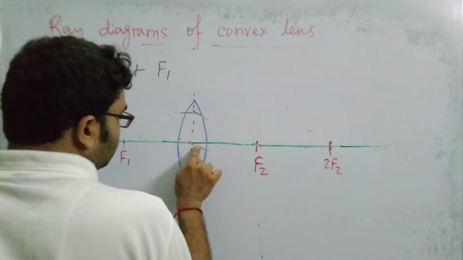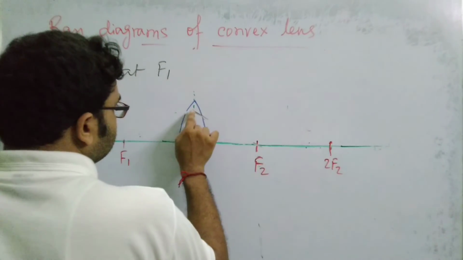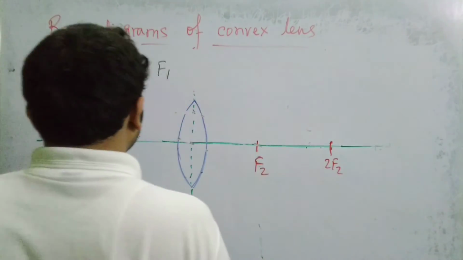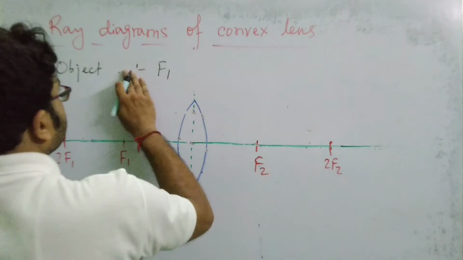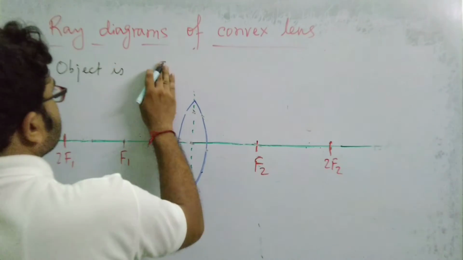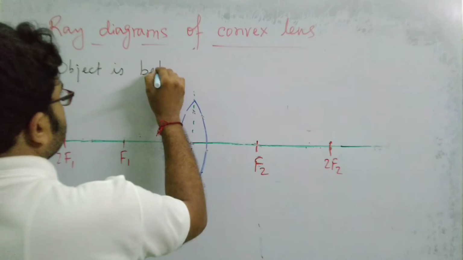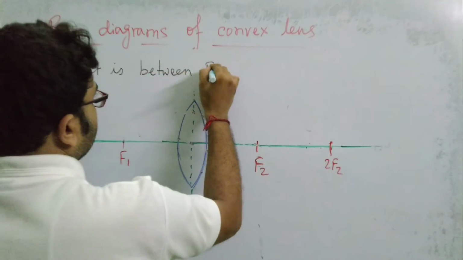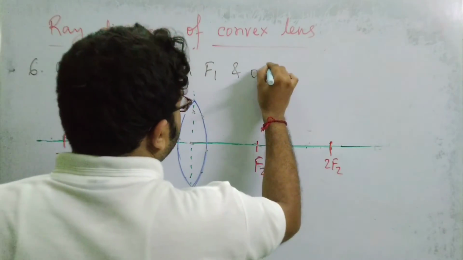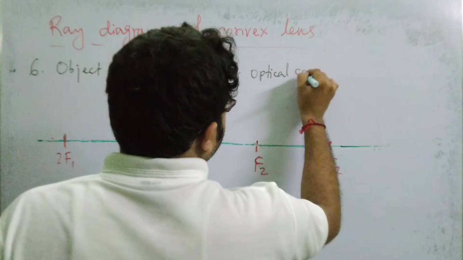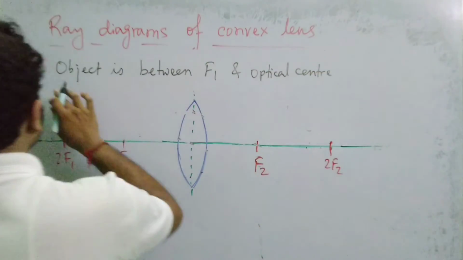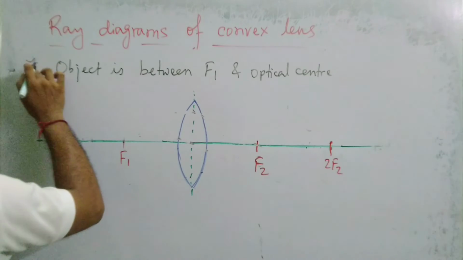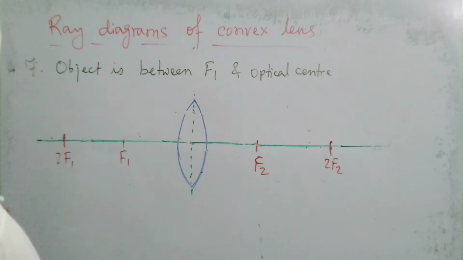So what happens here is, okay, so the object is between f1 and optical center. Okay, optical center. So this is the seventh diagram that will be considered. Fine.